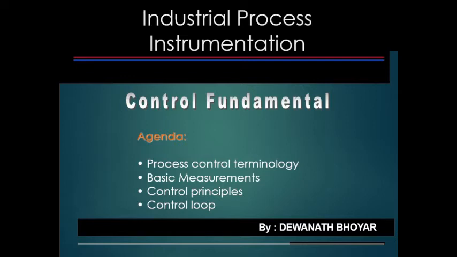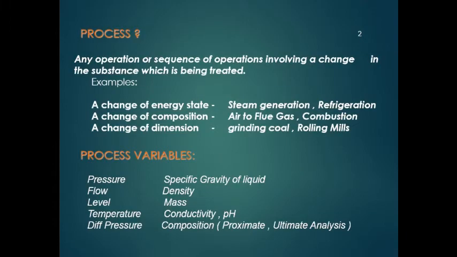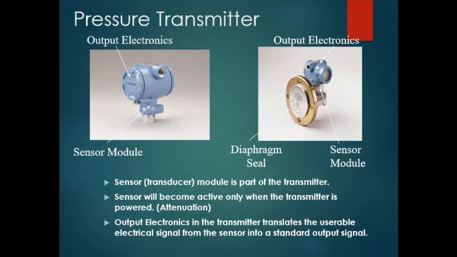A process is an operation or a sequence of operations involving a change in the substance which is being treated: steam generation, water treatment, refrigeration, air to flue gas conversion, combustion, grinding of coals or rolling mills. Those parameters are controlled through pressure, level, differential pressure or flow transmitters.